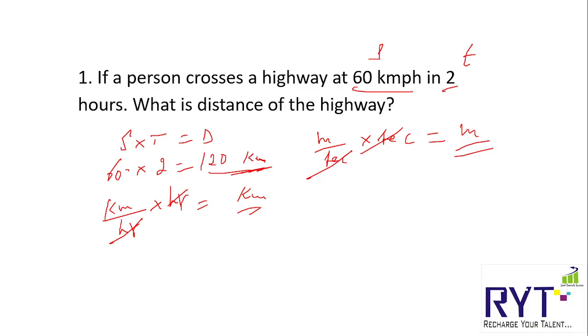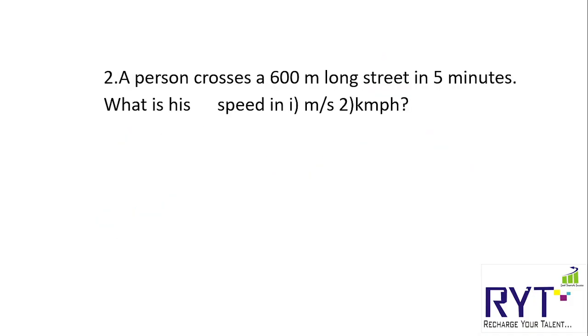Okay, yes, let's go. A person crosses a 600-meter long street, 600-meter long distance, in 5 minutes time. Observe, the distance is given in meters, so time has to be in seconds. So 5 minutes is 5 into 60. Can we say 300 seconds?